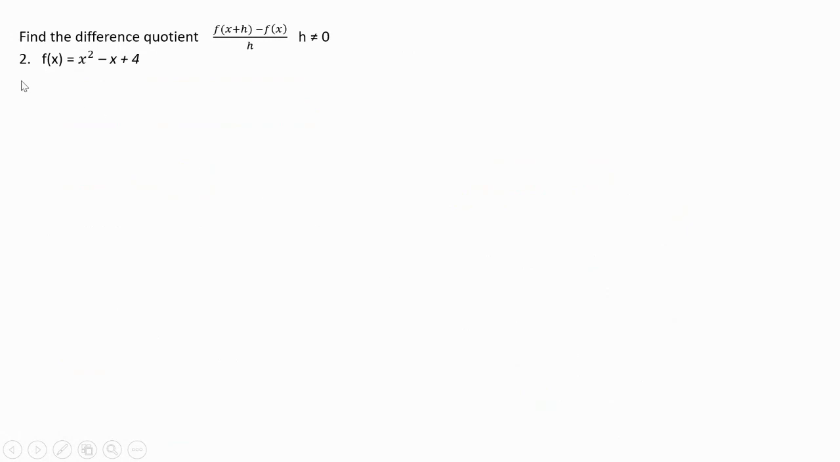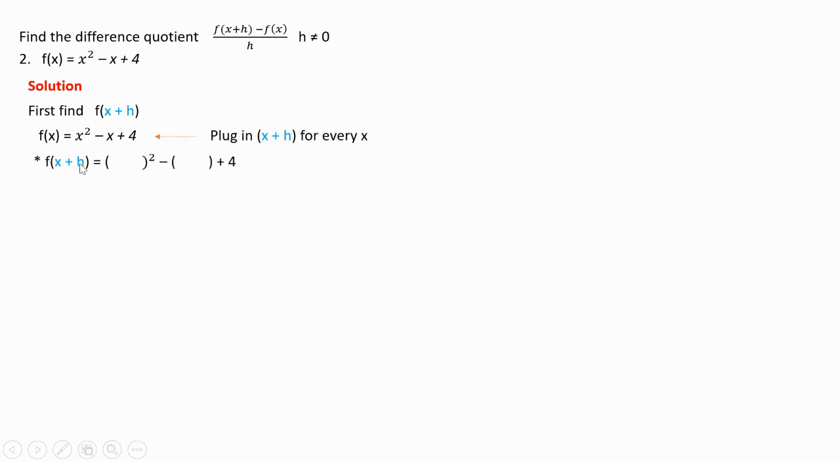Okay. Now, this is also crucial for 1325. It's called the difference quotient. Now, solution. First, I need to find f of x plus h. So that means that I'm going to plug in x plus h for every x. Here it is, plug in x plus h for every x. So f of x plus h, I put a little star there. That's like step 1, to start out. So I'm going to put here x plus h, which is going to be there, and also here where the x is.